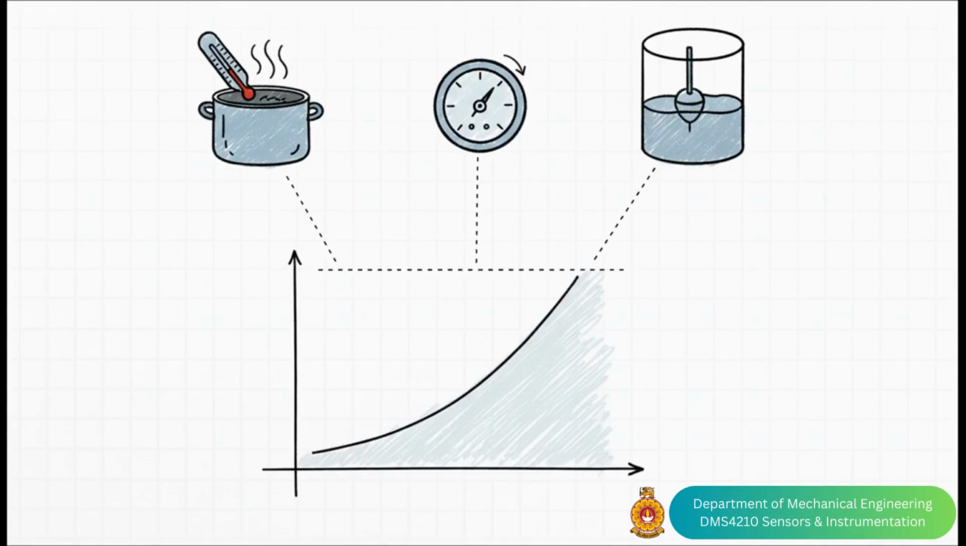And these things are absolutely everywhere. Our kitchen thermometer, that's a classic first-order system. So are tons of simple pressure sensors and liquid level sensors. Their behavior is always defined by this characteristic, gentle curve up to the true value. And it's all governed by that one magic number, tau.